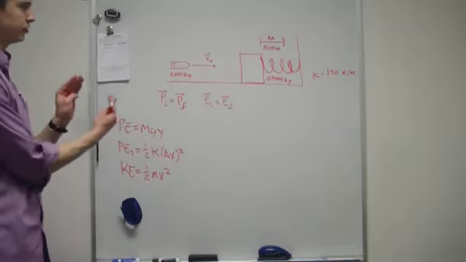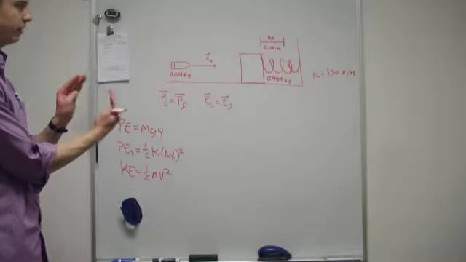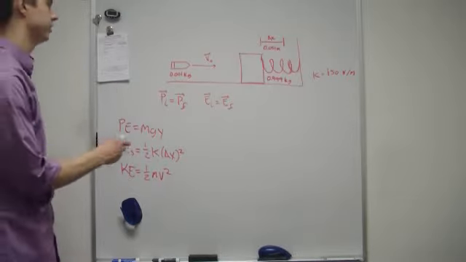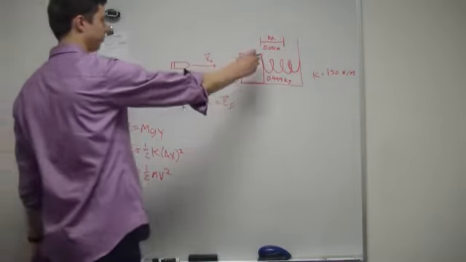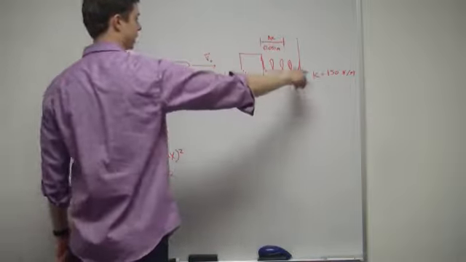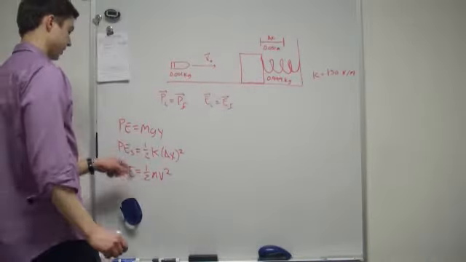Because when we compress a spring, that means we're storing energy in that spring. It's wanting to recoil and give back that energy. So we can find the potential energy of the spring from this information. We know its change in X and we know its K. So we can plug that in here. Okay.